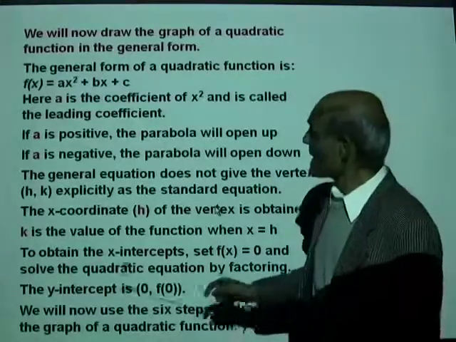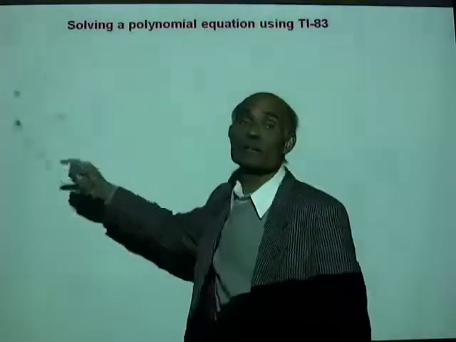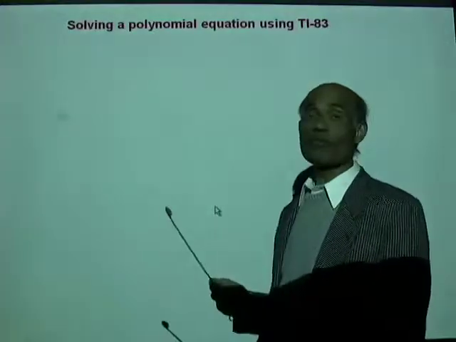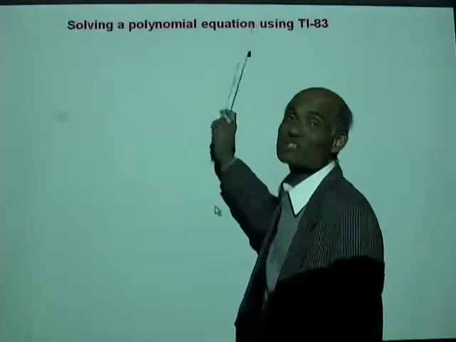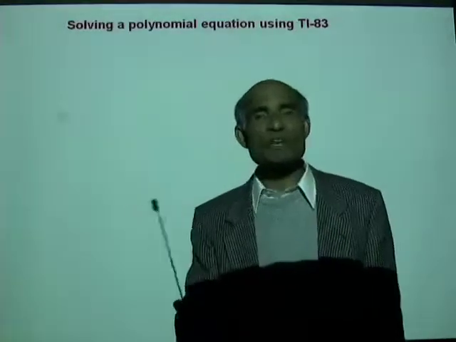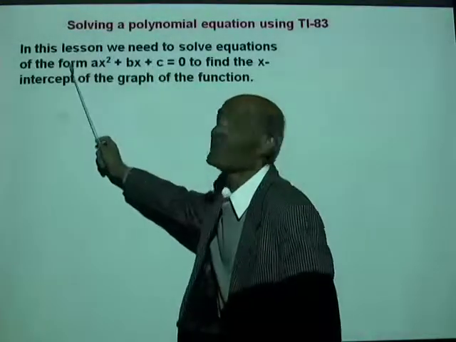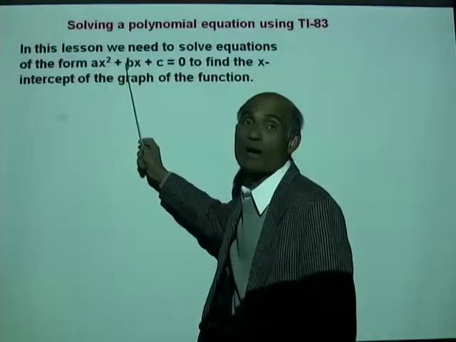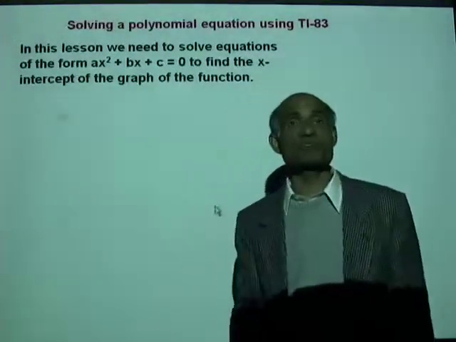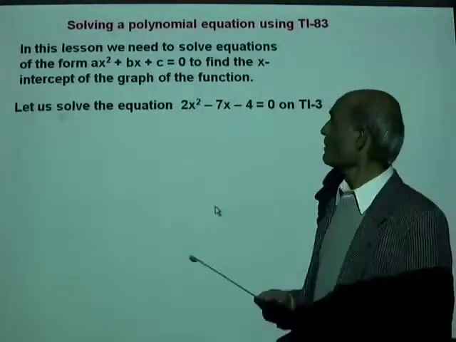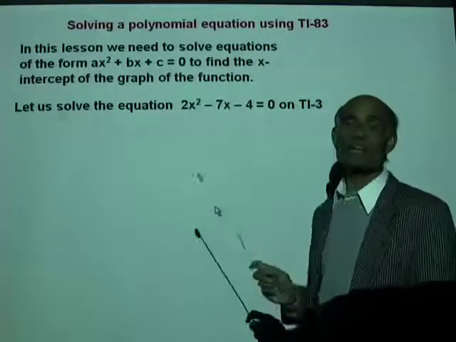Okay, we will now use the 6 steps that we developed earlier to draw the graph of a parabola. Before that, let me give you some idea on solving a polynomial equation using a TI-83 or TI-84. In this lesson, we need to solve equations of the form ax squared plus bx plus c equal to 0 to find the x-intercept of the graph of the function. Alright, let's practice solving an equation like this on the TI-83.